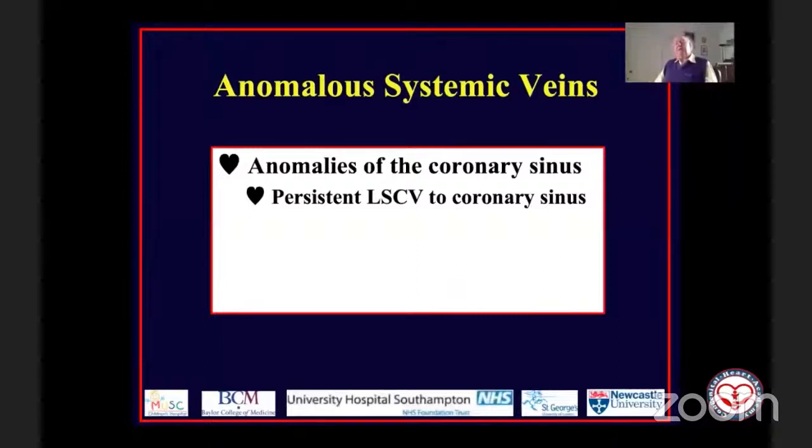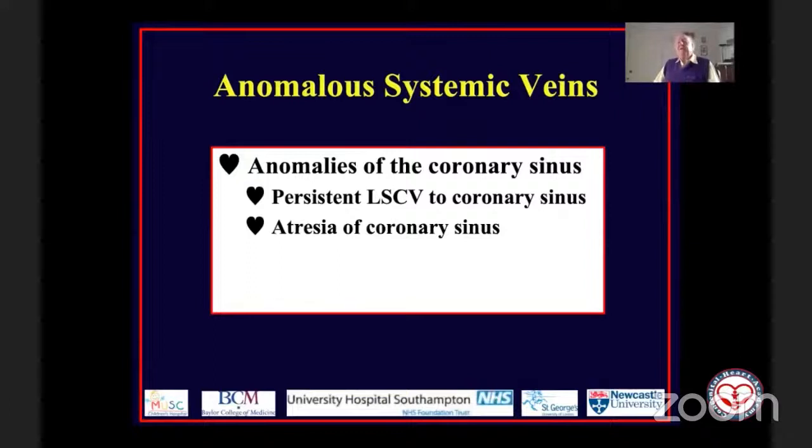So we've looked at anomalies of the superior caval vein. We've looked at anomalies of the inferior caval vein. So now let's concentrate on anomalies of the coronary sinus. But remember, the coronary sinus itself is the left sinus horn. So we've looked at persistence of the left superior caval vein draining through the coronary sinus, and we could also consider that as an anomaly of the coronary sinus. But there are other lesions that can involve the coronary sinus.